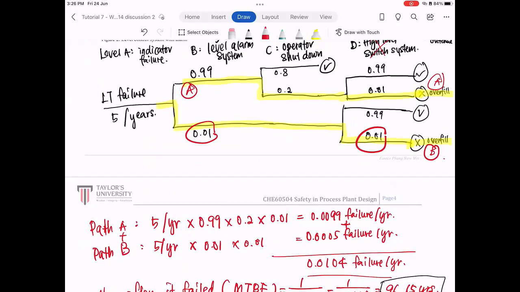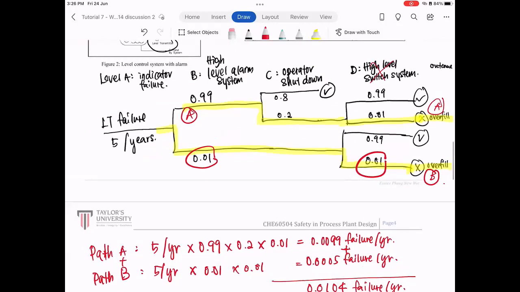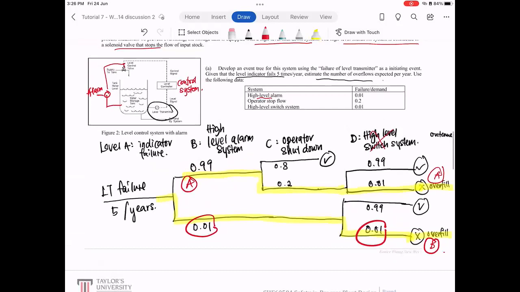So make sure you know how to draw an inventory. It's very simple. You just have to read and follow the system here. The system tells you step by step. Step one is the high level alarm. So you just, okay, high level alarm here.